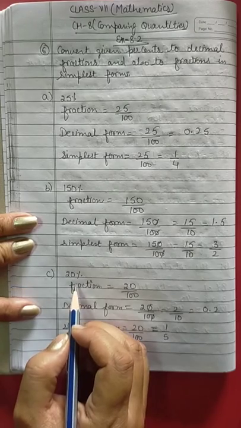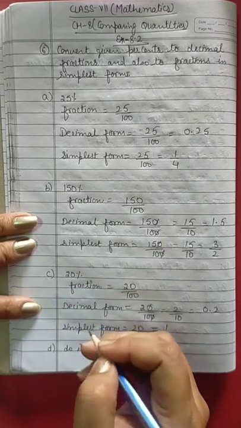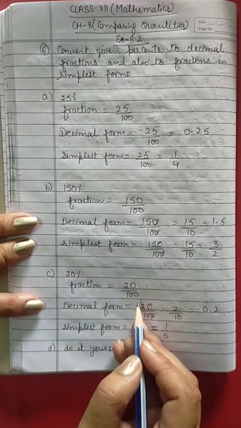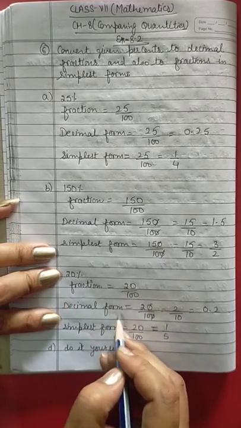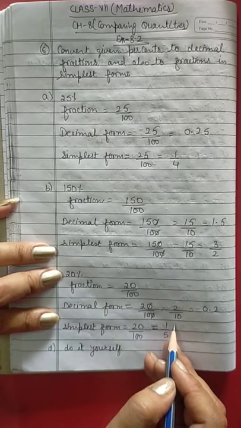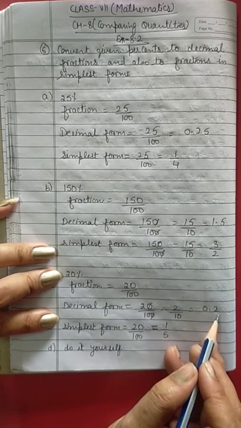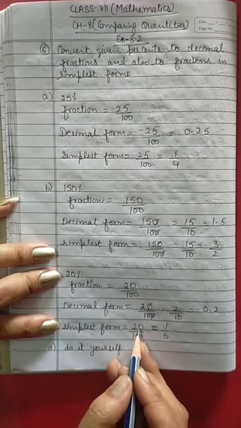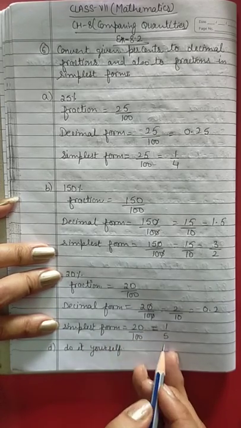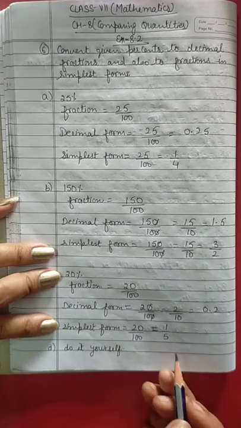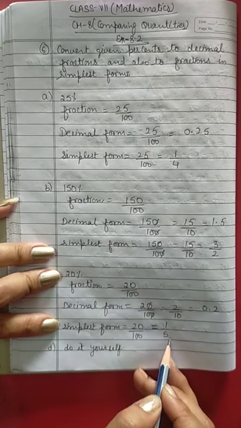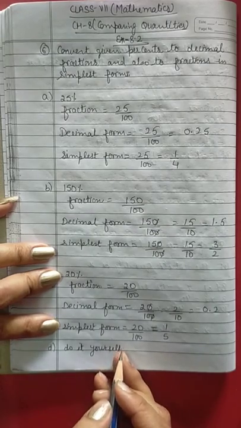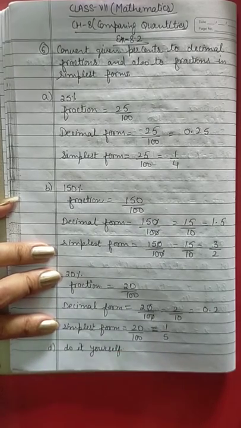Fine. See the next part C, 20%. We have to find the simplest form, fraction and decimal, all. Again the fraction is 20 by 100. Then the decimal form, 20 divided by 100, and on simplifying we got 0.2, its decimal form. Then for the simplest form, we will cancel it and we get 1 by 5, and we can't solve it further. So this is the simplest form, 1 by 5. In this way you can simplify all the parts of the sum, and the next part you can do yourself.